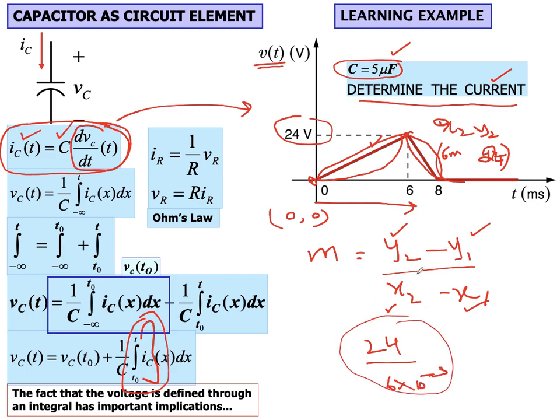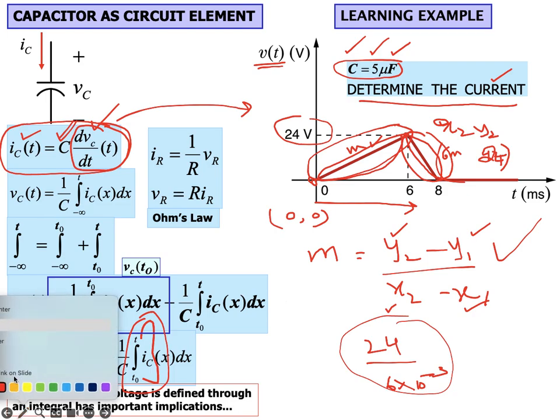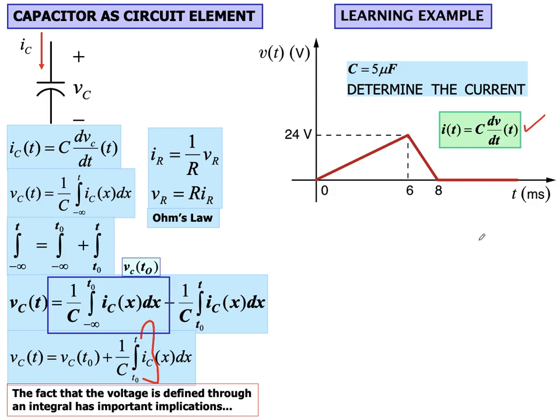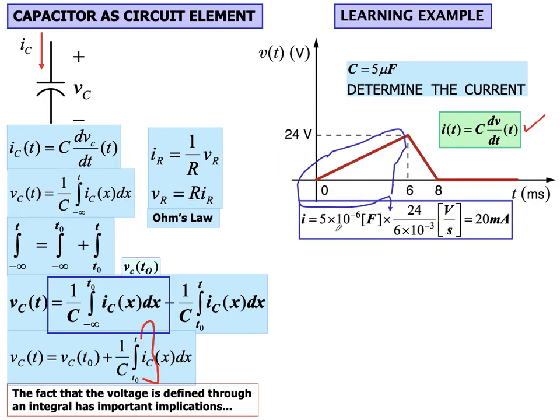So the ratio of this function will be the slope of this line, which is the derivative of the voltage, and then you multiply it with the value of capacitance, which is C, which is 5 microfarad. So you will get the value of current for this duration. And likewise, we will find the slope of this line using y2 minus y1 over x2 minus x1, and we multiply it by the same capacitance to find the current in that region. So in this case, again, I is equal to C times dV by dt, and dV by dt is y2 minus y1 over x2 minus x1.